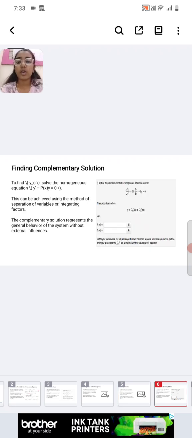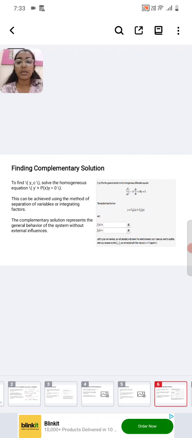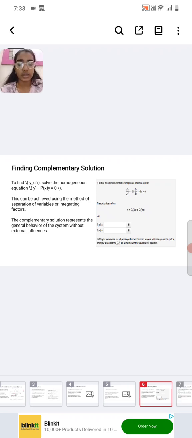Next is finding the complementary solution. To find it, solve the homogeneous equation. This can be achieved using the method of separation of variables or integrating factors. The complementary solution represents the general behavior of the system without external influences.